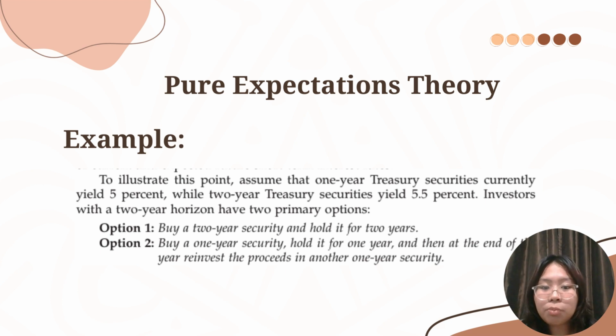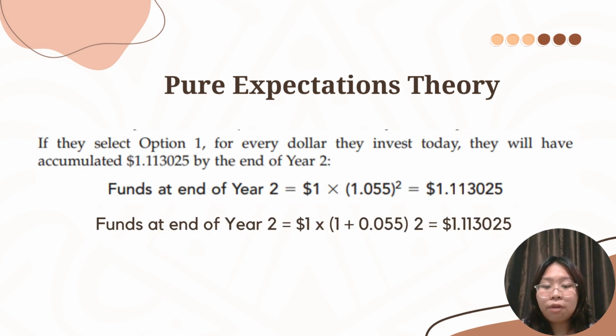To illustrate this point, assume that the 1 year Treasury security currently yields 5%, while the 2 year Treasury security yields 5.5%. Investors with a 2 year horizon have two primary options. The first option is to buy a 2 year security and hold it for 2 years, while option two is to buy a 1 year security and hold it for 1 year, and then at the end of the year, reinvest the proceeds in another 1 year security. So let us solve option one first.